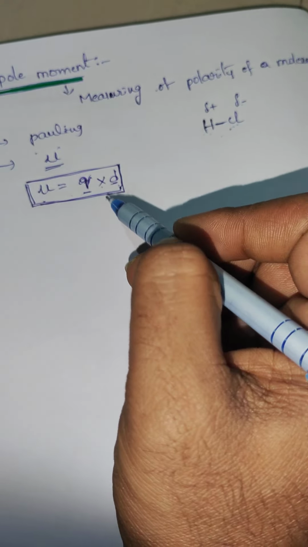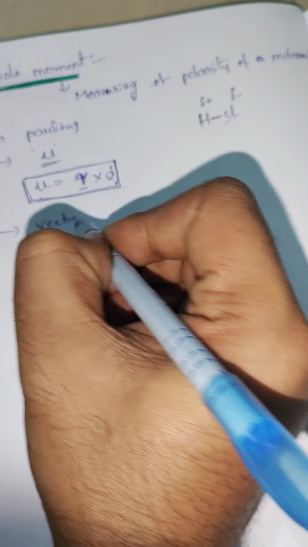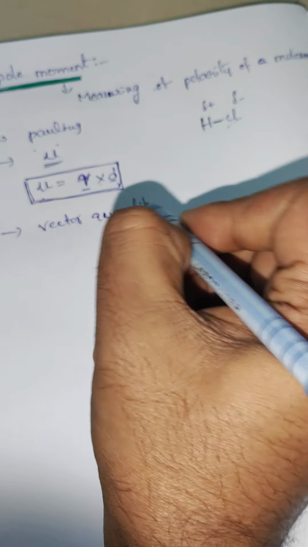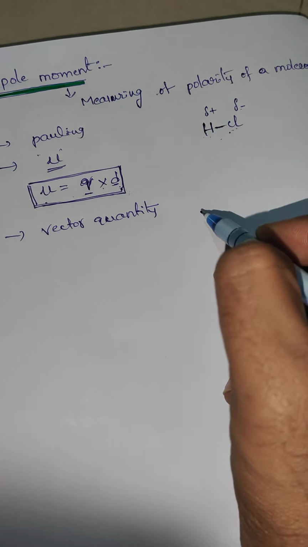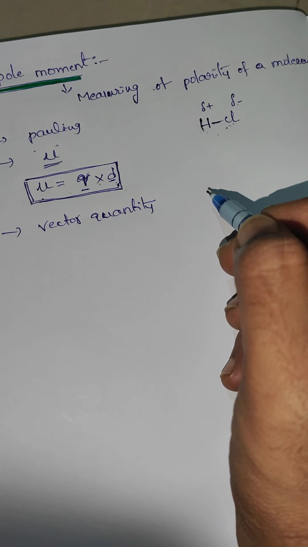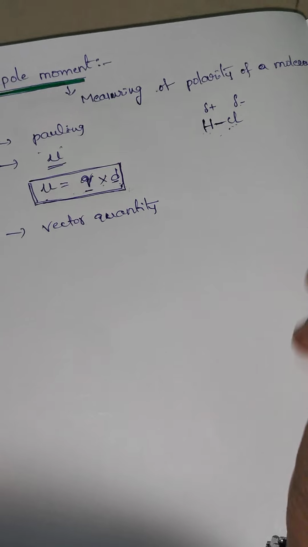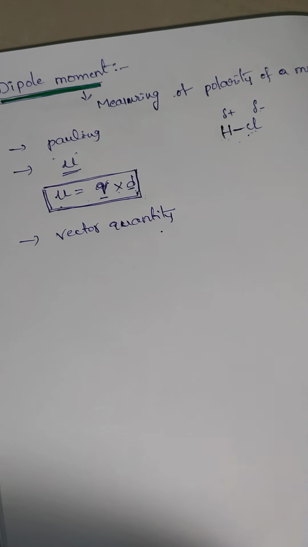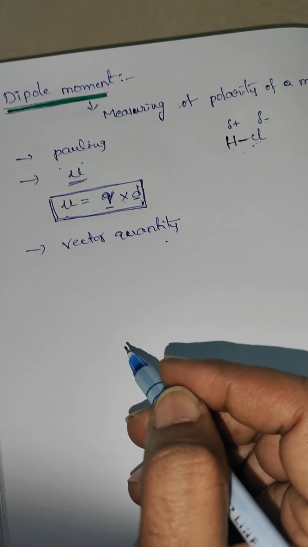Dipole moment is a vector quantity. Vector quantity means it has both magnitude as well as direction.